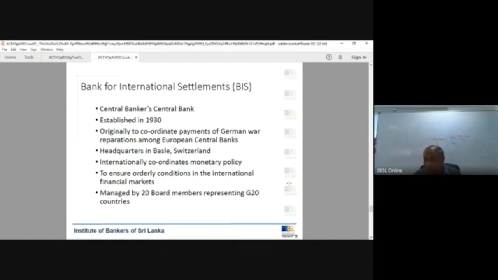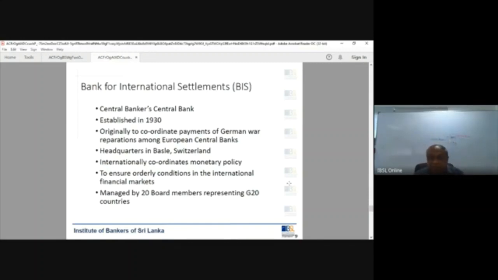Then another organization, Bank for International Settlements, BIS. Who is the bankers' banker in Sri Lanka? Central Bank. The banker is the Central Bank, and BIS is the Central Bankers' Central Bank. Now you know how powerful this institution is. It is the Central Bankers' Central Bank.